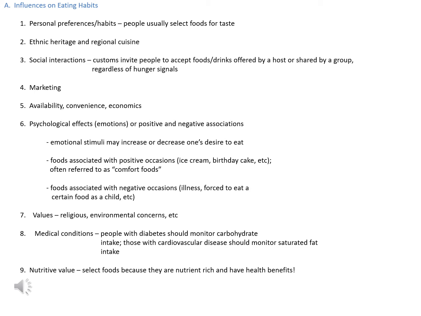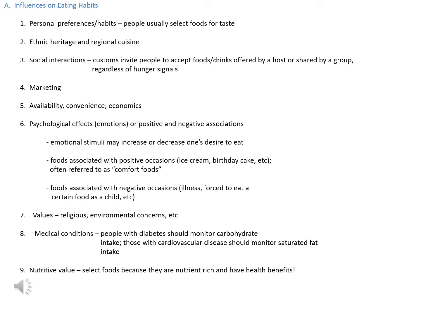Then there are foods that have negative associations. This may be a food that made you sick at some point. If you see the food again, you tend to stay away from it because it has a negative connotation. Maybe there is a food that you were forced to eat as a child. That also might be a food that you just cannot bring yourself to eat because, once again, it has a negative association.